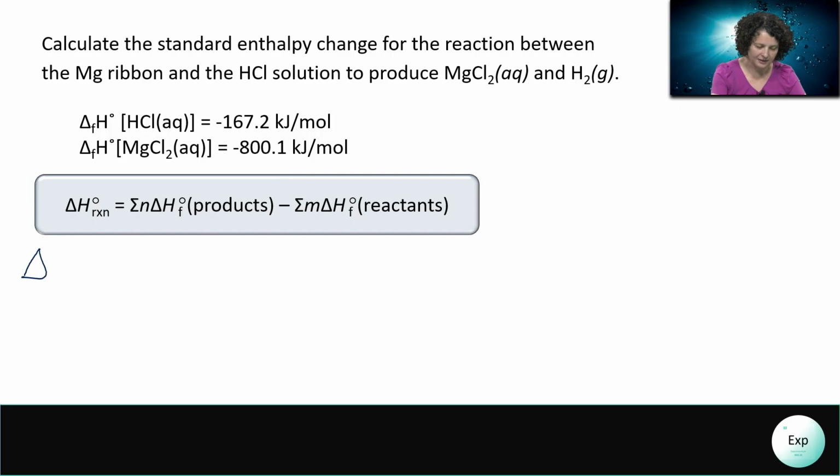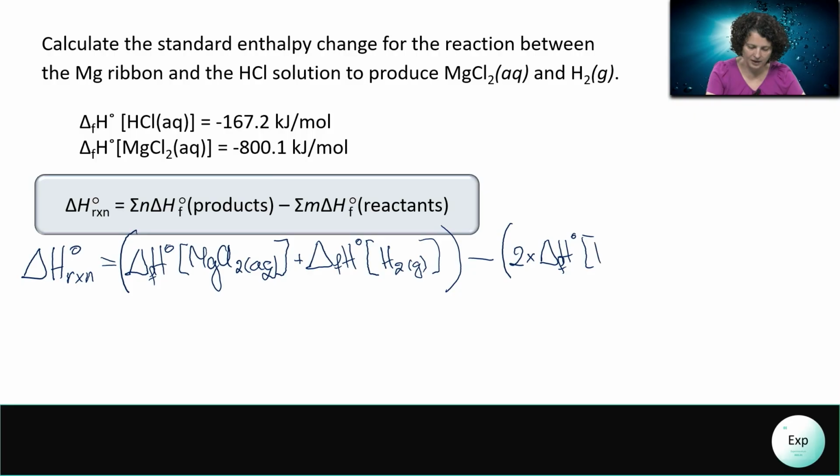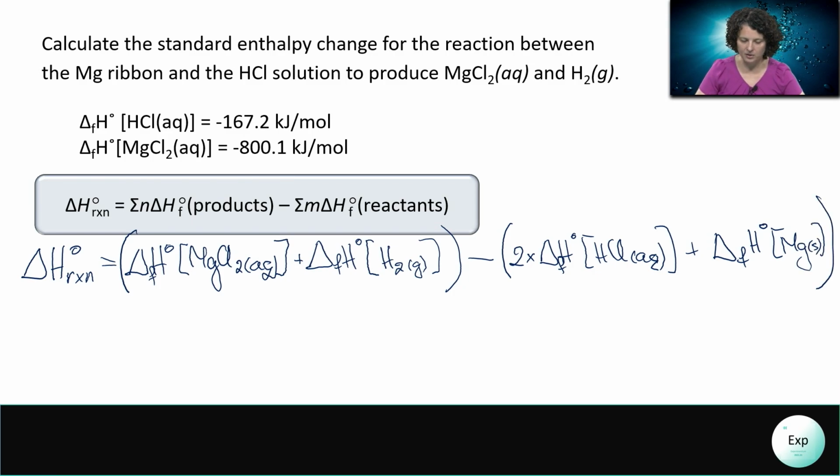For this, we're going to say the standard enthalpy change of the reaction is, and first we start with the products. On the product side, we have magnesium chloride in the aqueous state. The standard enthalpy of formation of magnesium chloride in a water-based solution, plus the standard enthalpy of formation of hydrogen gas, from which we subtract 2 times the standard enthalpy of formation of the hydrochloric acid aqueous solution, plus 1 time the standard enthalpy of formation of the magnesium in the solid state. And with that, we close our parentheses.